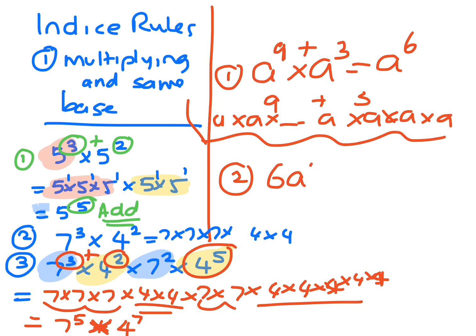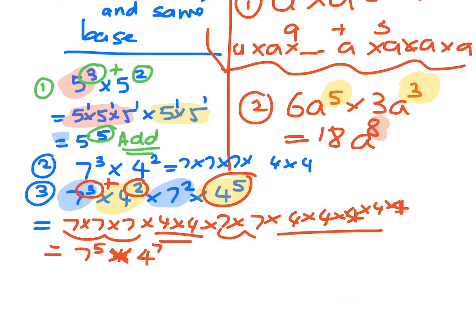If you happen to have a number out the front, 6a^5 times 3a^3, you just multiply the numbers. 3 6s are 18, and a, so you just got to add the indices. So you got the 5 and the 3. So that will just be a to the 5 plus 3, which gives you 8. Okay.